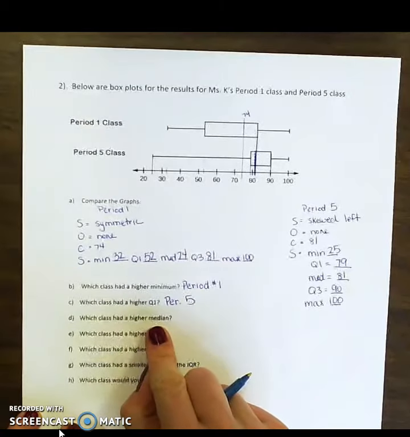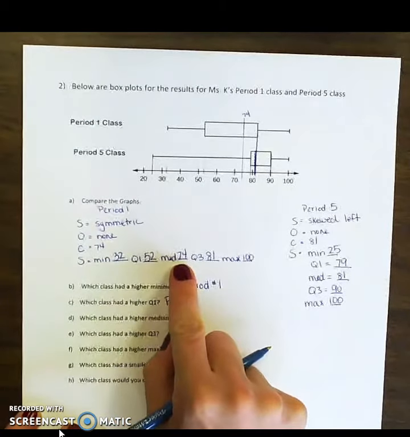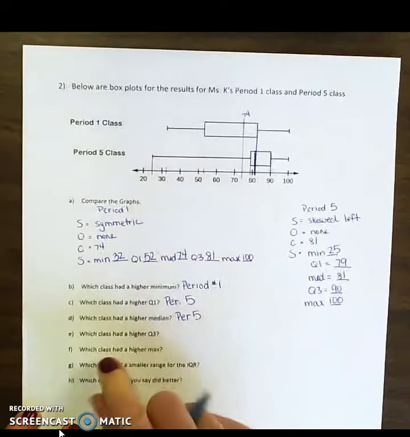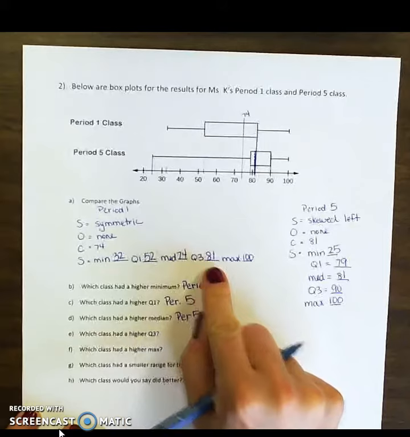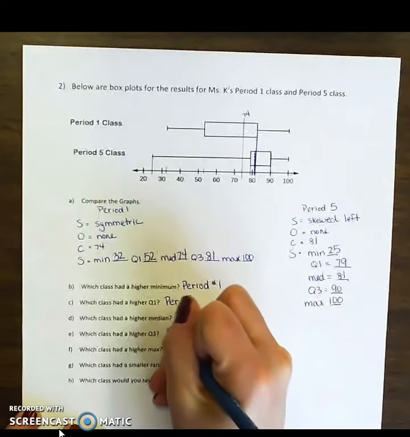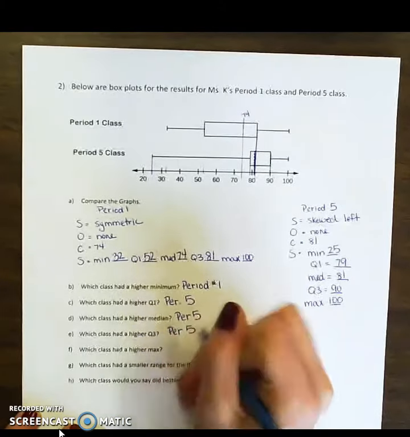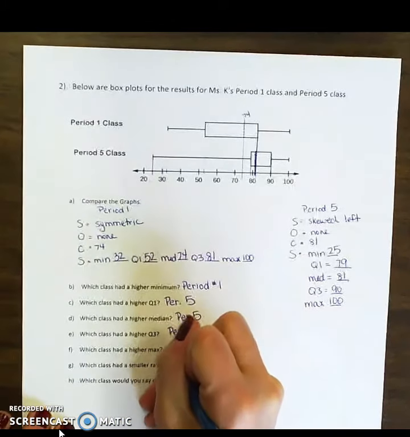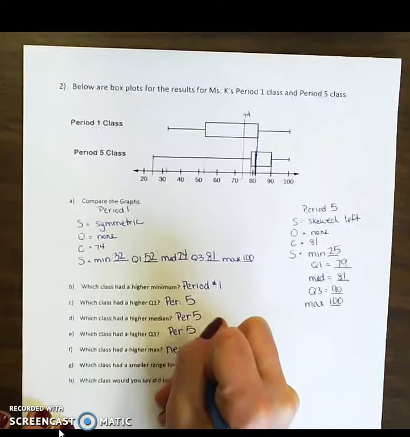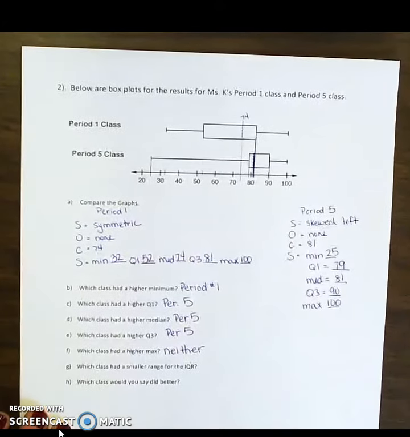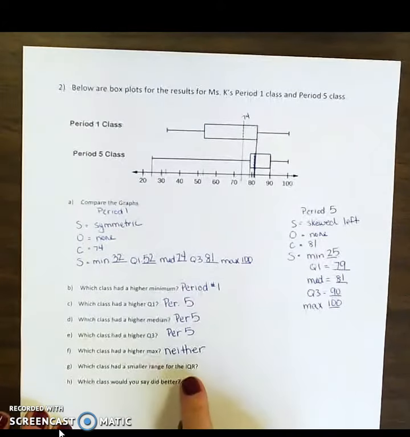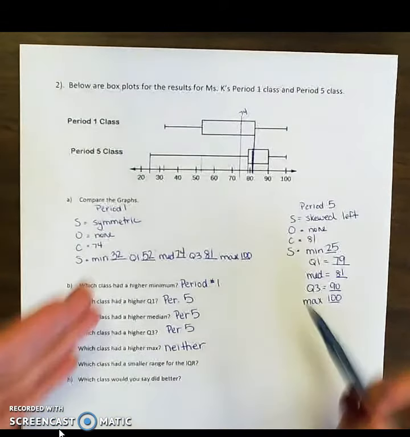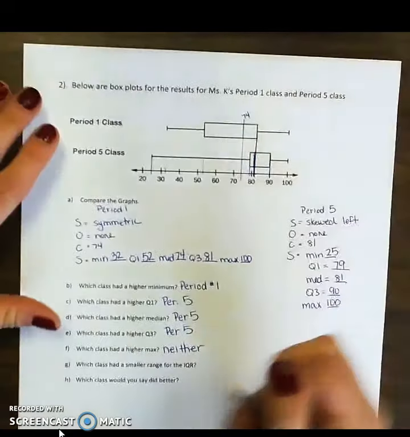Which class had a higher median? 74, 81. Again, that's going to be period 5. Which class had the higher Q3? Again, that's going to be period 5. Which class had the higher max? Well, it looked like both of them were at 100, so that would be neither. They were both the same. Which class had the smaller interquartile range, the middle 50% of the data? That's the box part. The smaller box would again be period 5.